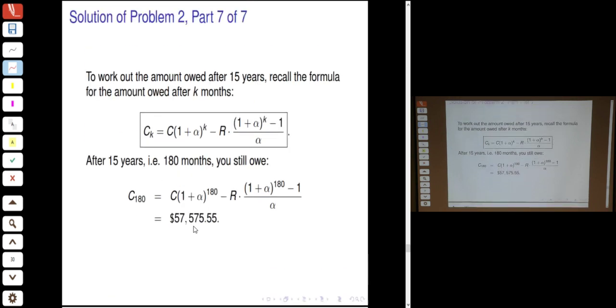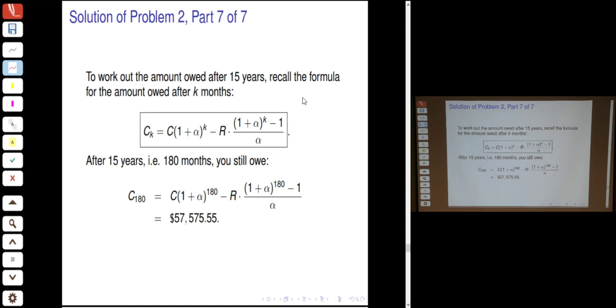So the second part of the question involves how much you owe the bank after 15 years. So here again we will use the formula for the net amount that we owe the bank after k months, and use it with k equal to 12 times 15 months, which is 180 months.